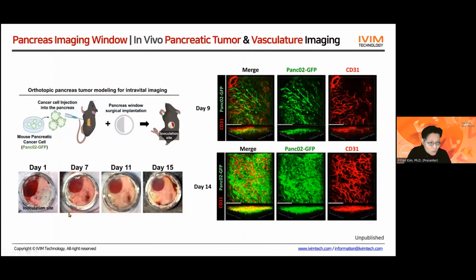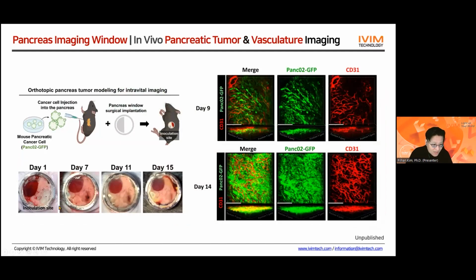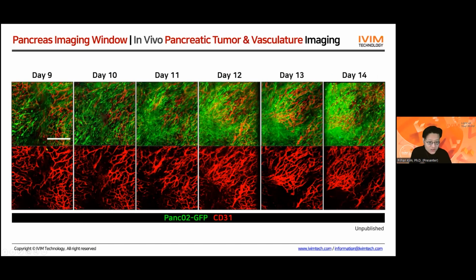In this particular example, we implant this abdominal imaging window on the side of the abdomen of this mouse model. This is the pancreas, this is the spleen, and then we inject pancreatic tumor cells into the pancreas, and then we can image the growth of this tumor in the pancreas from day 9 to day 14 every day. We can also image the tumor vessel using CD31 antibody conjugate. So you can nicely see the proliferation and growth of this tumor cell together with tumor vessel remodeling, like this.